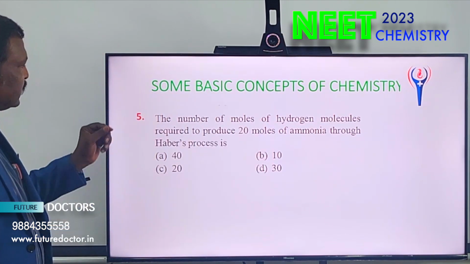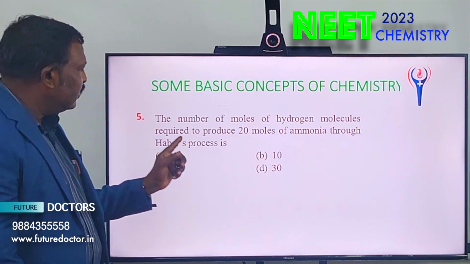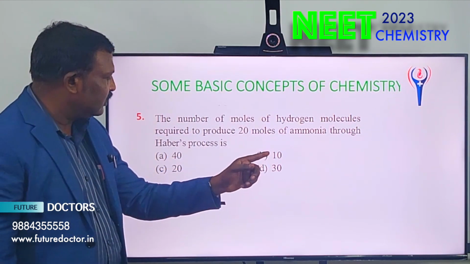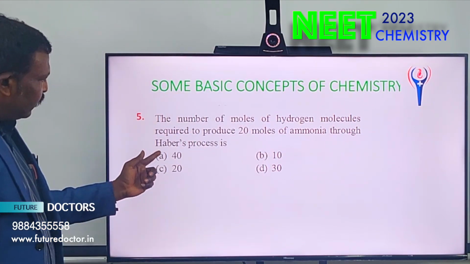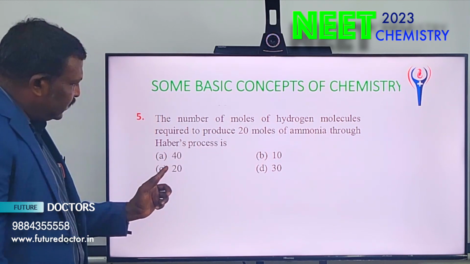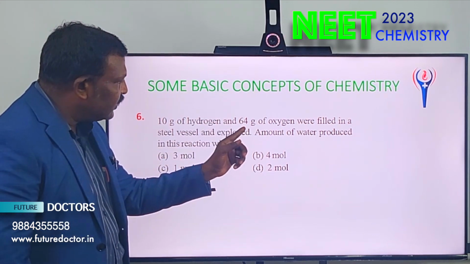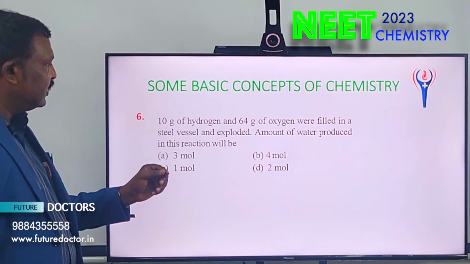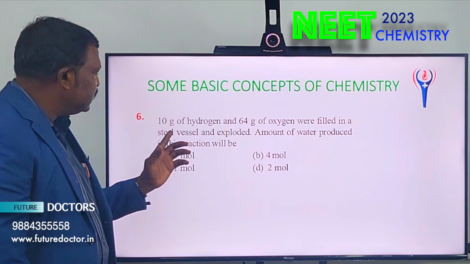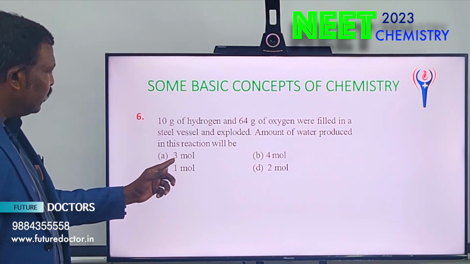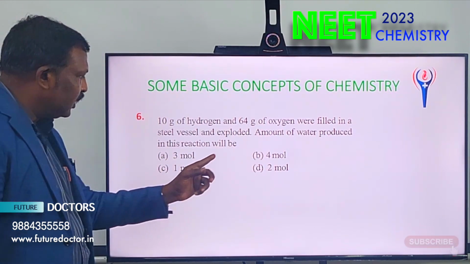See the next one, fifth question. The number of moles of hydrogen molecule required to produce 20 moles of ammonia through Haber's process is dash. Option A 40, option B 10, option C 20, option D 30. Next one, sixth question. 10 gram of hydrogen and 64 gram of oxygen were filled in steel vessel and exploded. Amount of water produced in this reaction will be dash. Option A 3 mole, option B 4 mole, option C 1 mole, option D 2 moles.